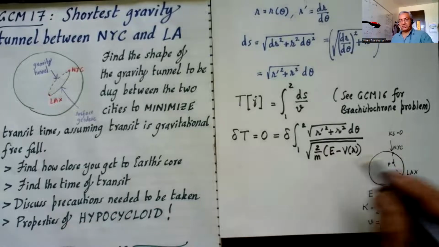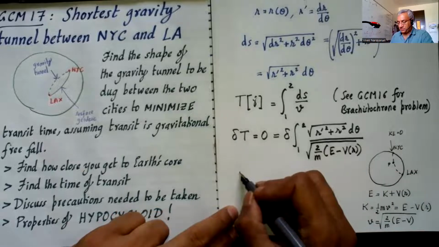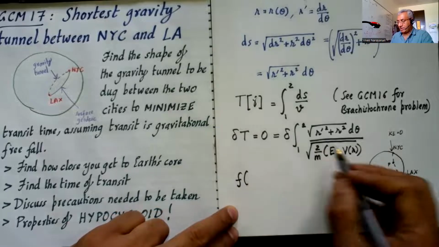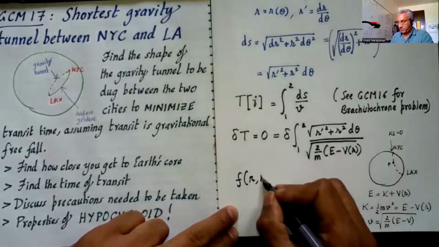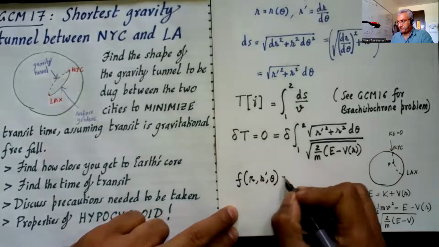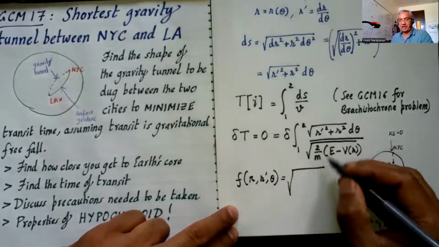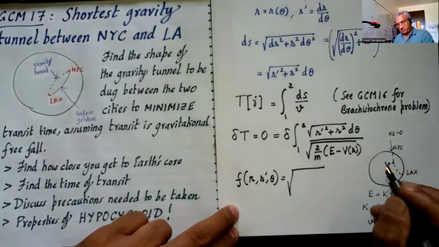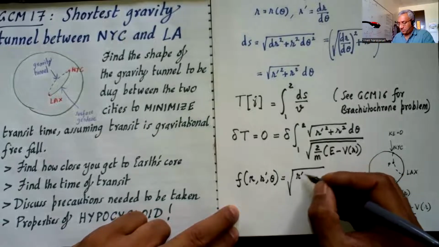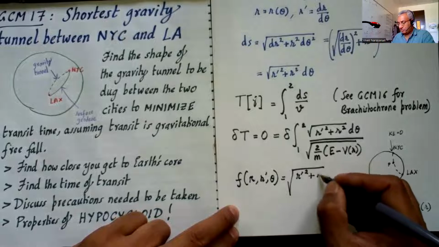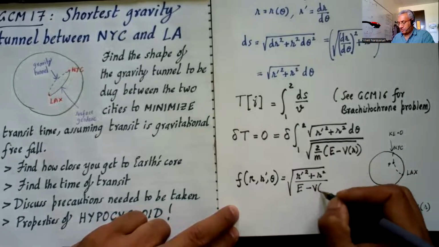Okay, that variation should be equal to 0, which means our function f inside, which is a function of r, r prime and theta, is equal to the square root. Now I'm going to ignore 2 over m because the mass of the train doesn't change. So I'm going to simply ignore that. Just keep things that do change. So r prime squared plus r squared divided by E minus V of R.